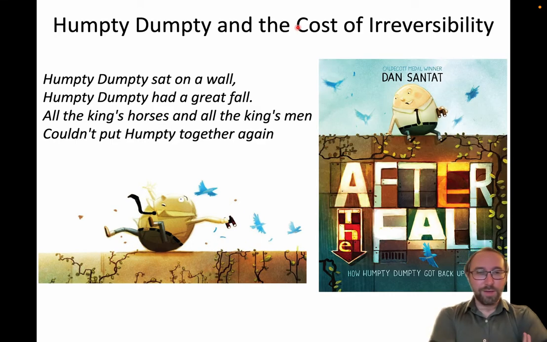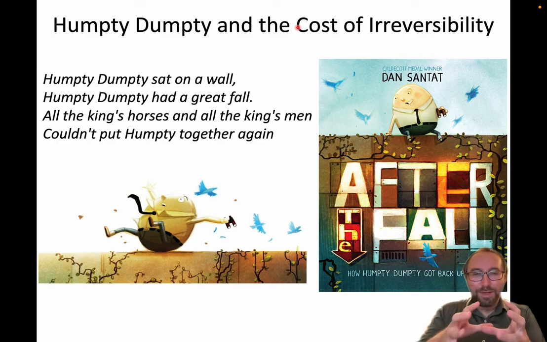Incidentally, if you have kids, you might enjoy also reading them this book, which is After the Fall, which is how Humpty Dumpty actually got back up together. It doesn't have anything to do with our course today, but it has really nice drawings, and it's actually a really cute book, so I highly recommend it.